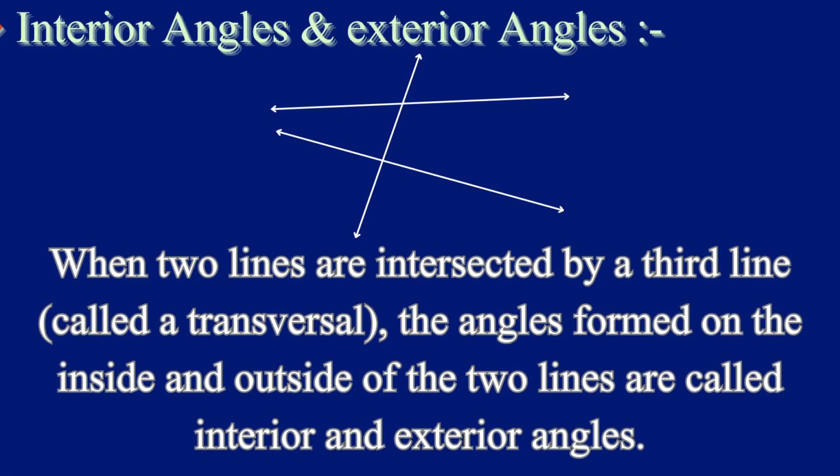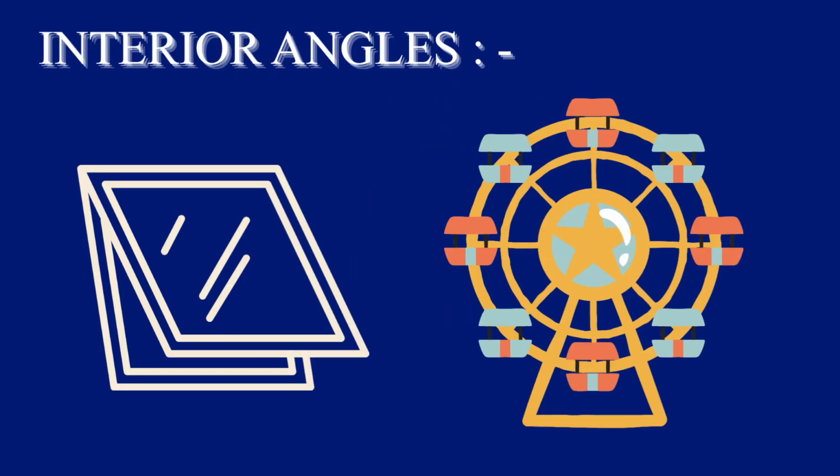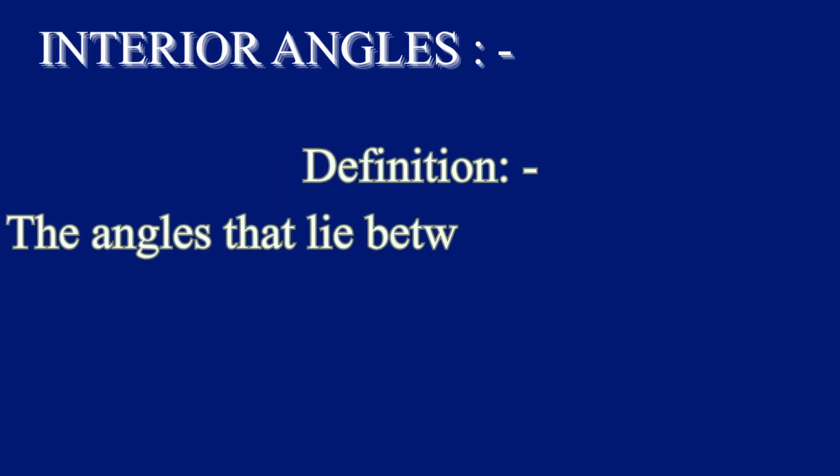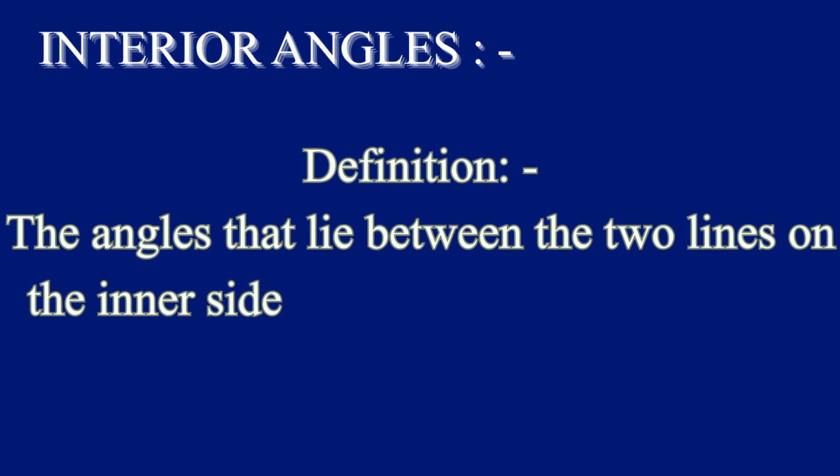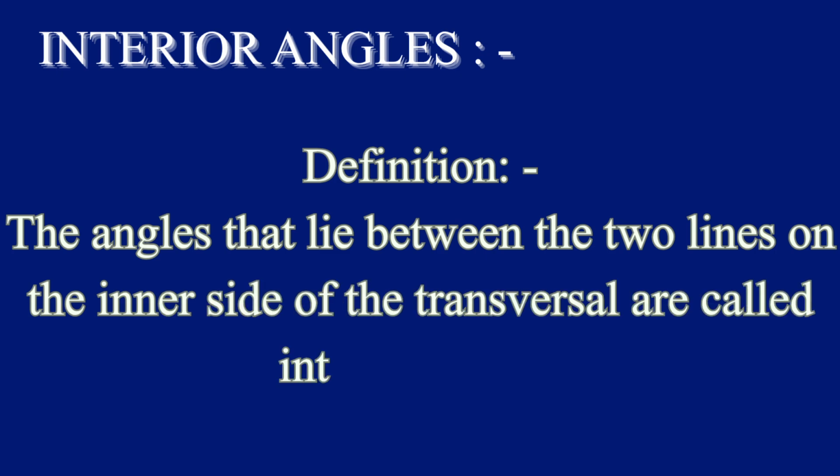Now I discuss interior and exterior angles. When a transversal cuts two lines, the angles formed on the inside and outside of the two lines are called interior and exterior angles. Now we discuss interior angles. The angles that lie between the two lines, on the inner side of the transversal, are called interior angles.